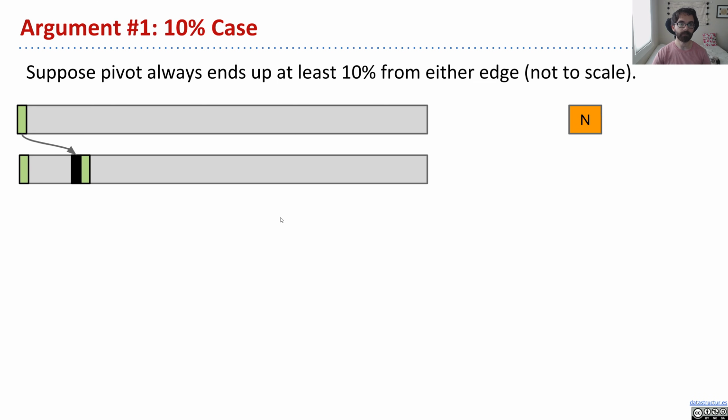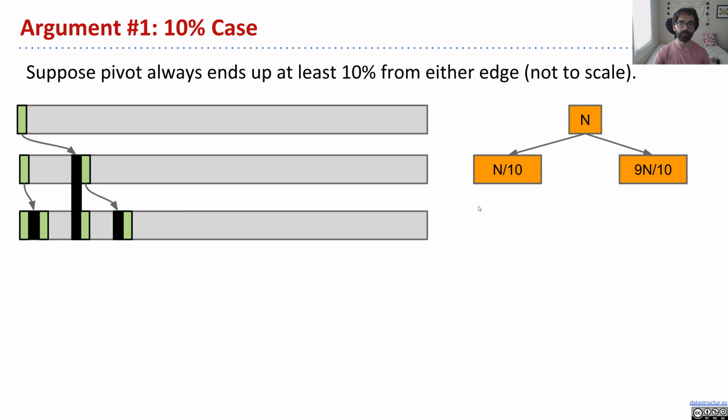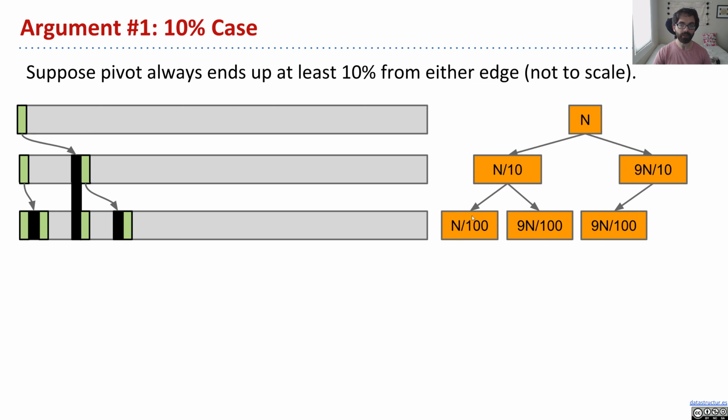given our assumptions. Okay. Now, given that fact, we end up with two subproblems, one of size n over 10, and the other of size 9n over 10. Now, when we do the partitions on these two sides, we'll see it's still n work. And in each of these two subproblems, we end up with, well, in this case, four subproblems. One of size n over 100, another of size 9n over 100, another of size 9n over 100, and finally one of 81n over 100.